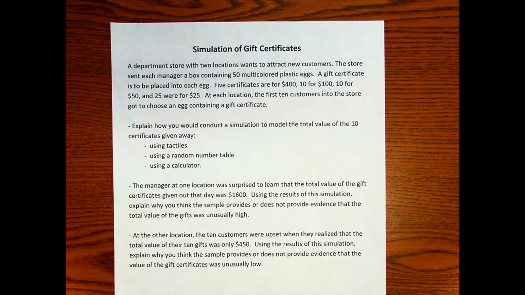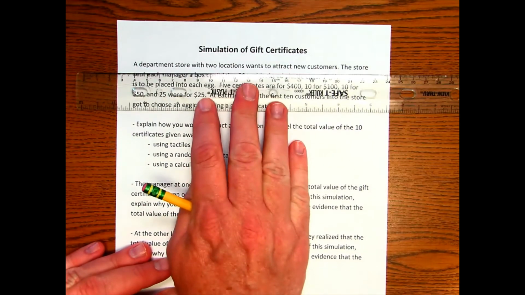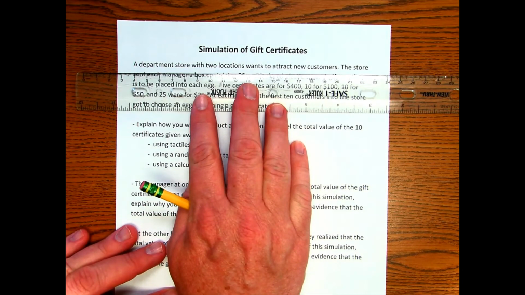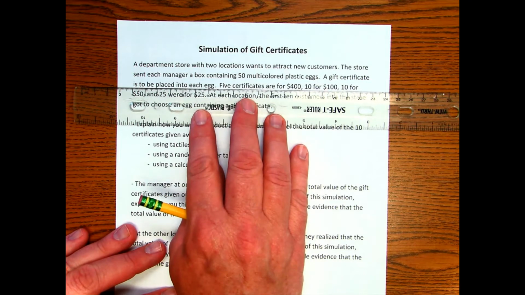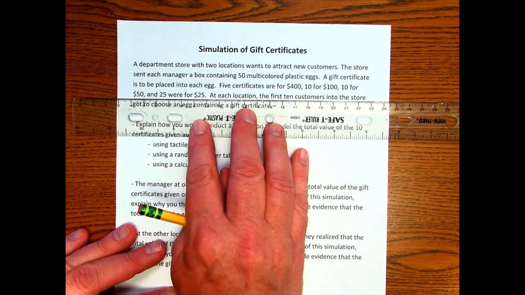Okay, this is our problem for today. A department store with 2 locations wants to attract new customers. The store sent each manager a box containing 50 multicolored plastic eggs. A gift certificate is to be placed into each egg. 5 certificates are for $400, 10 for $100, 10 for $50, and 25 were for $25.